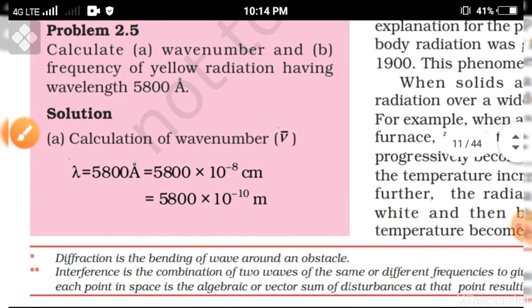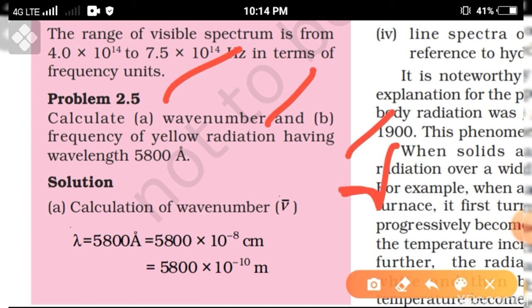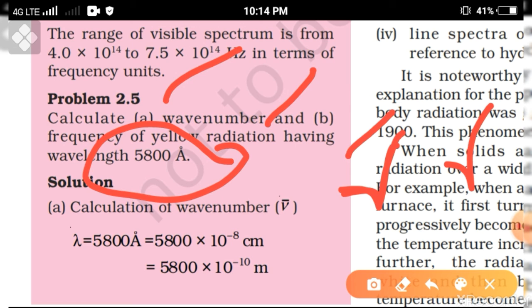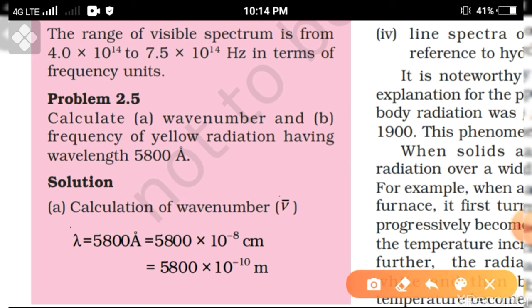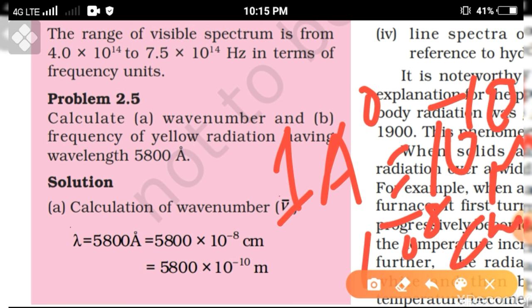No problem. Another question is given there also. Calculate the wave number, denoted by nu bar, and the frequency nu of yellow radiation having wavelength 5800 angstrom. First, you should know what an angstrom is. The angstrom is also a unit of wavelength. 1 angstrom equals 10 to the power -10 meter. In centimeter, it is 10 to the power -8 centimeter.